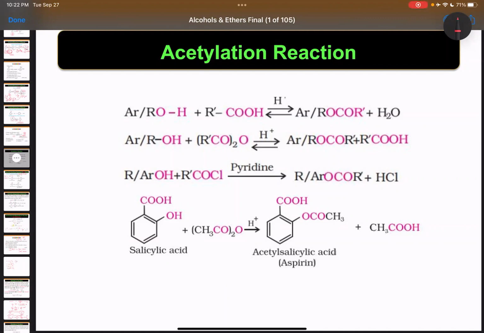Right. So either you can heat your alcohol directly with carboxylic acid. The water is going to get removed, and you will have ester. How will you know that the ester has formed? How will you know?